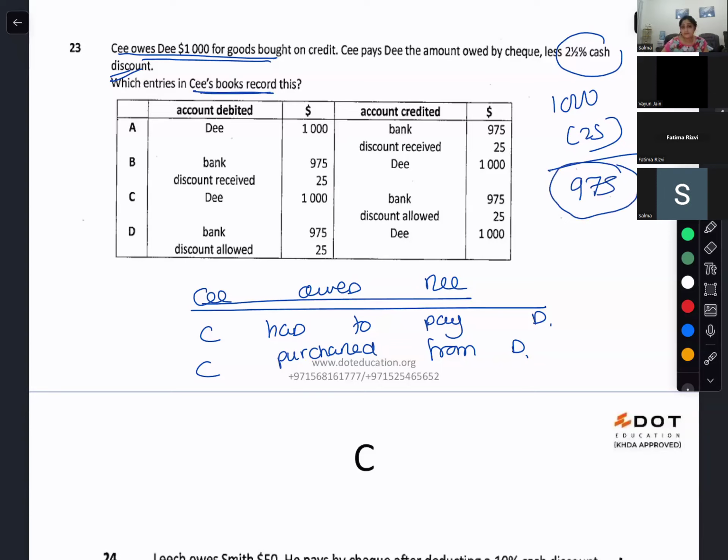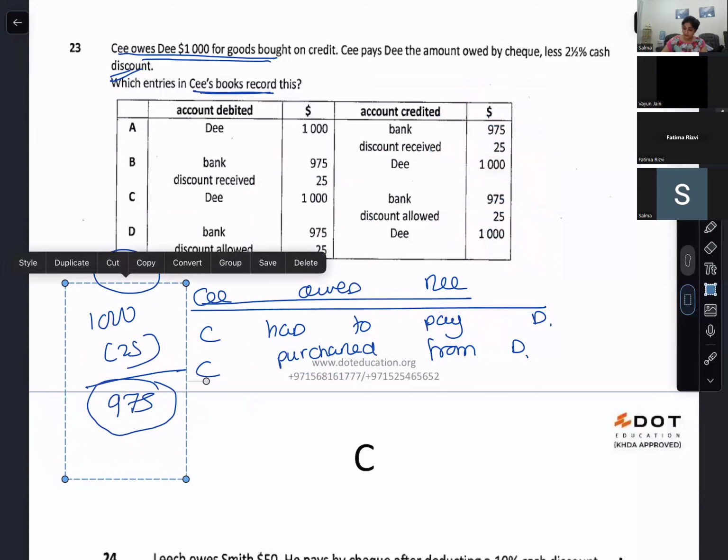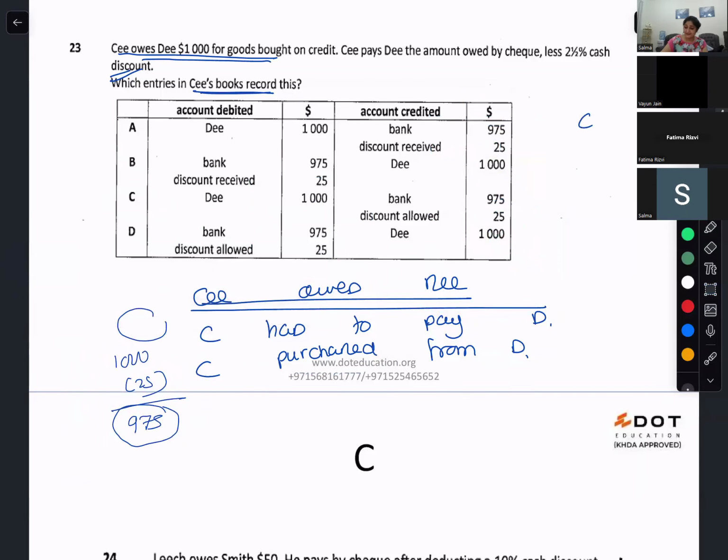$975, yeah, miss. What is the entry to pay? On the debit side, it'll be D, paying 1,000. Money is going out, yeah, miss. How much is going out? 975. So cash or bank will be credited by how much? 975.